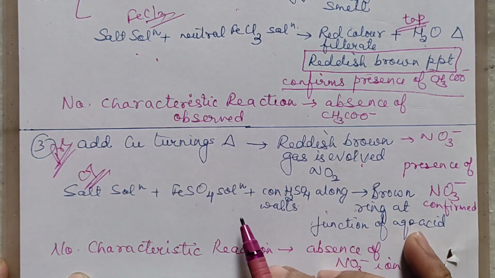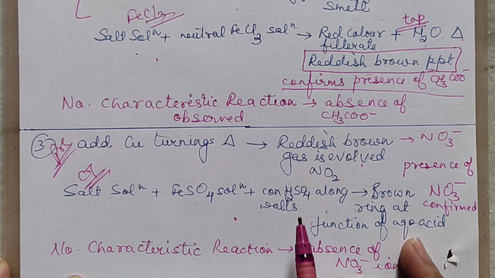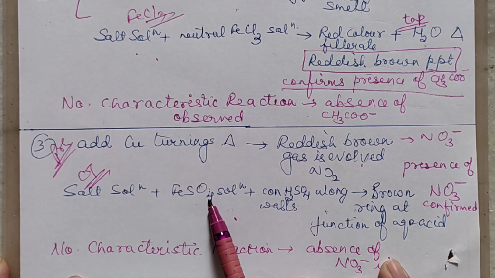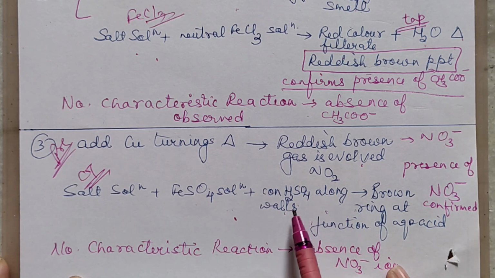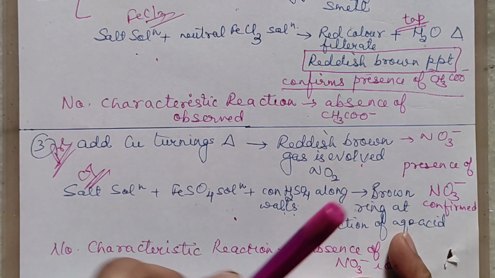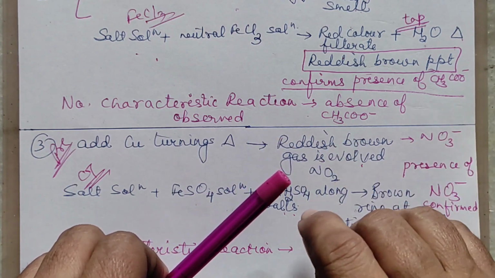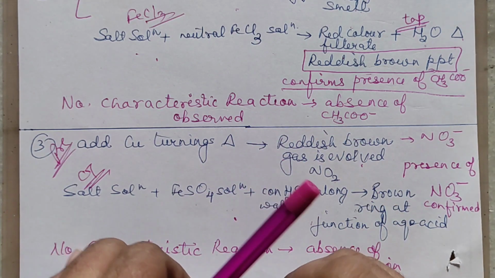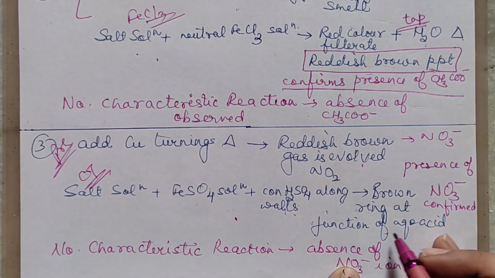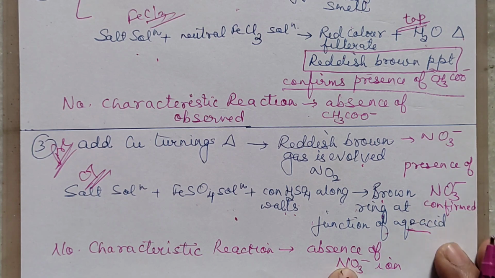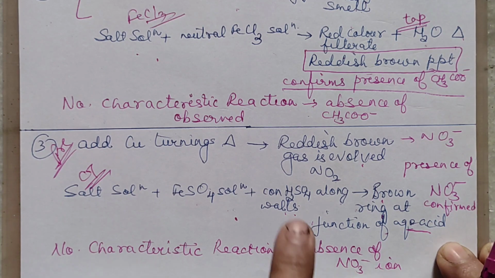The confirmatory test for nitrate is the brown ring test. This is the brown ring test. Salt solution, ferrous sulfate solution, sulfuric acid along the walls of the test tube. You tilt this test tube on the left hand side, and add sulfuric acid along the walls of the test tube. And at the junction of the aqueous and acid, you will get a brown ring. It indicates nitrate ion is present. This is the confirmatory test for nitrate ion.